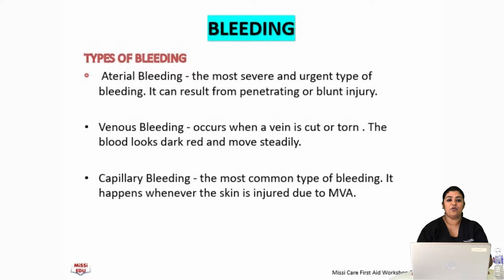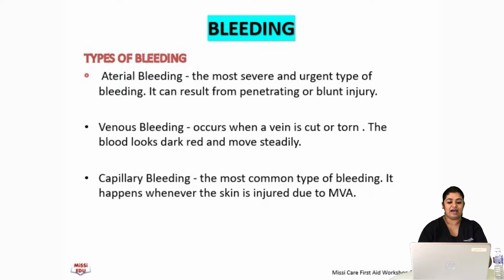Okay, I'll be explaining more on bleeding. There are a few types of bleeding, so I'll explain them in detail. Arterial bleeding is the most severe and urgent type of bleeding, and it can result from a penetrating or a blunt injury. Venous bleeding occurs when a vein is cut or torn.